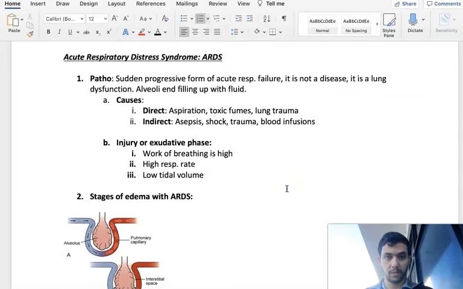Now ARDS. What's ARDS? ARDS is basically a sudden progressive form of acute respiratory failure. It's not a disease, it's just a lung dysfunction, right? What happens basically is it just ends up filling with fluid. Causes: the direct causes are basically aspiration, toxic fumes, lung trauma. Indirect would be sepsis, shock, trauma, or blood infusions.